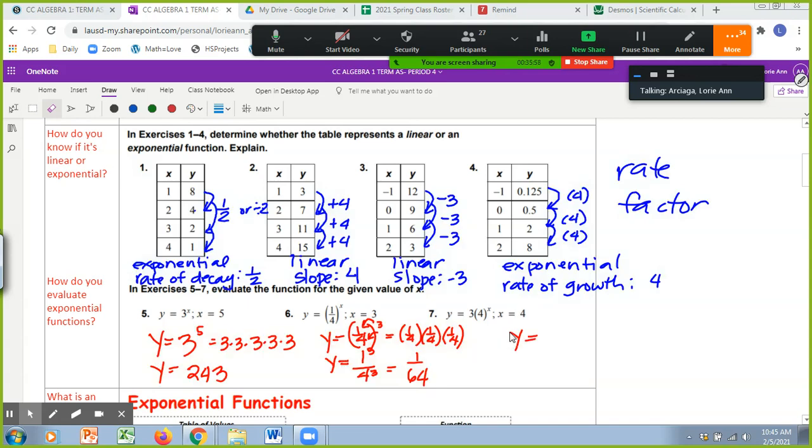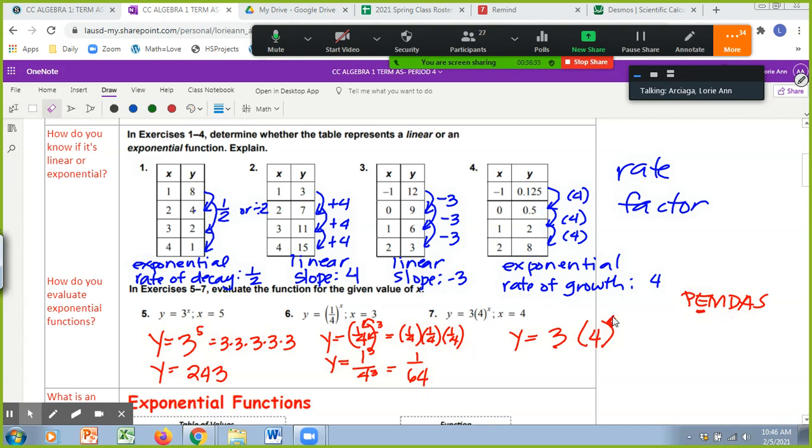All right, next. Y equals, ooh, be careful with this. There's a 3 before the base, and we're changing the x to 4. Be careful with this. You should not multiply the 3 to the 4 yet. Remember your order of operations? You have to do the exponent first. Remember, PEMDAS. You have to do the exponent before you do any multiplication or division.